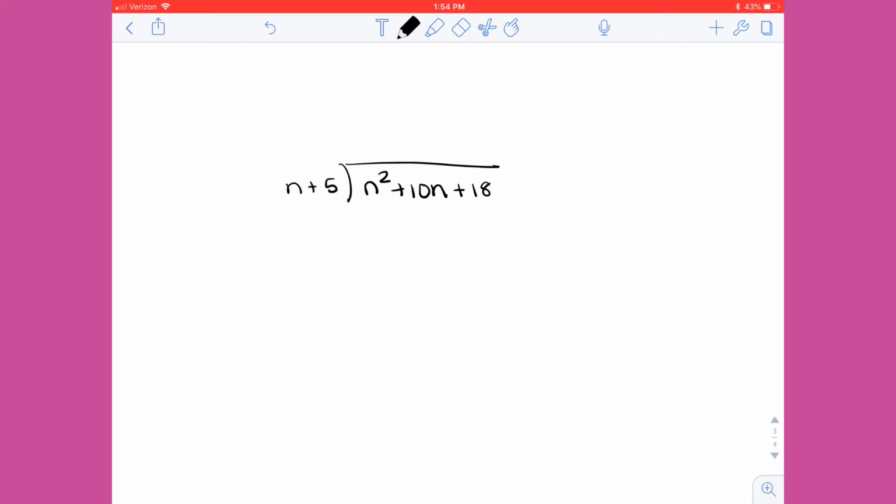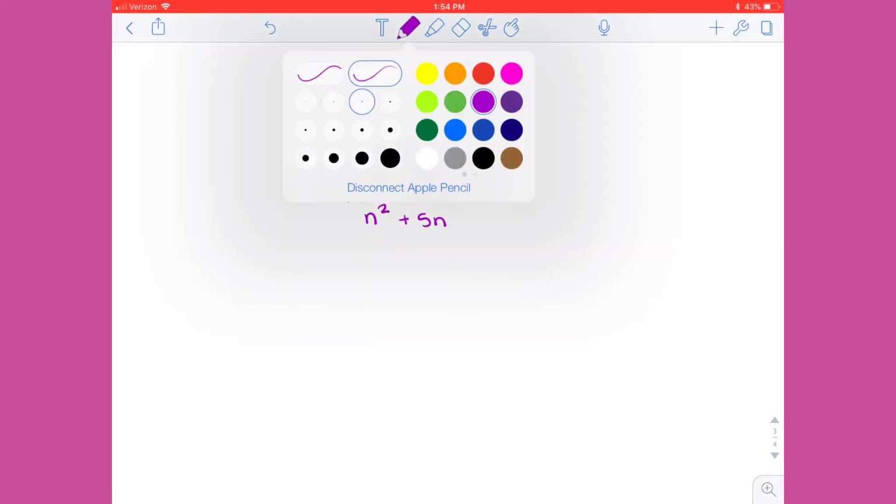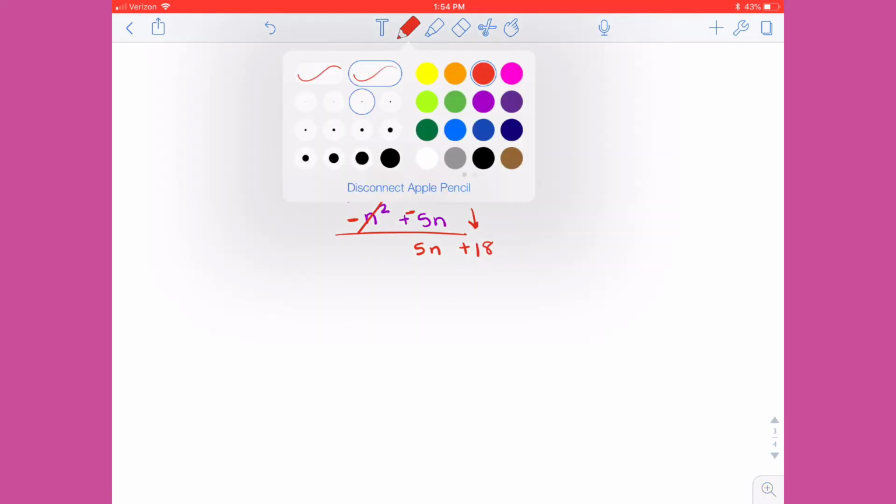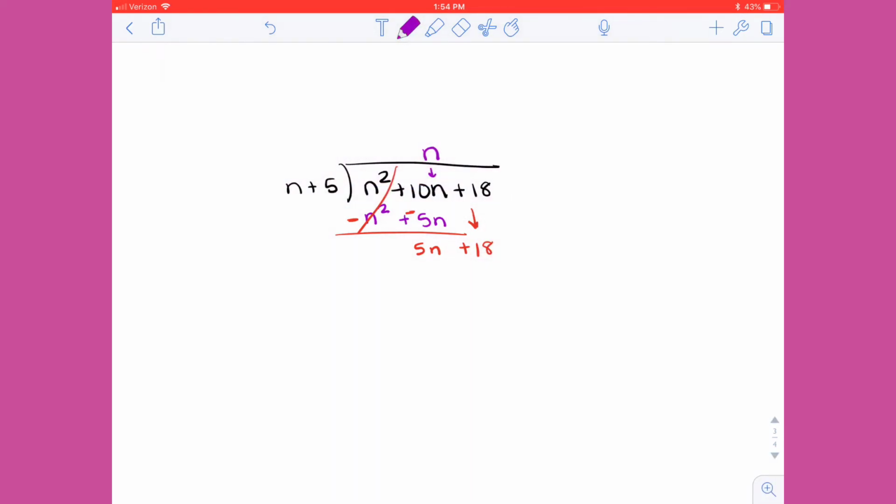What number times n will get me n squared? That would be n. I'm making sure it's in the n column. And n times 5 is positive 5n. But now all my signs need to switch. And my first term goes away. I'm left with 5n. Bring down my plus 18. Now, what number times n will give me 5n? That's a positive 5. 5 times n is 5n.